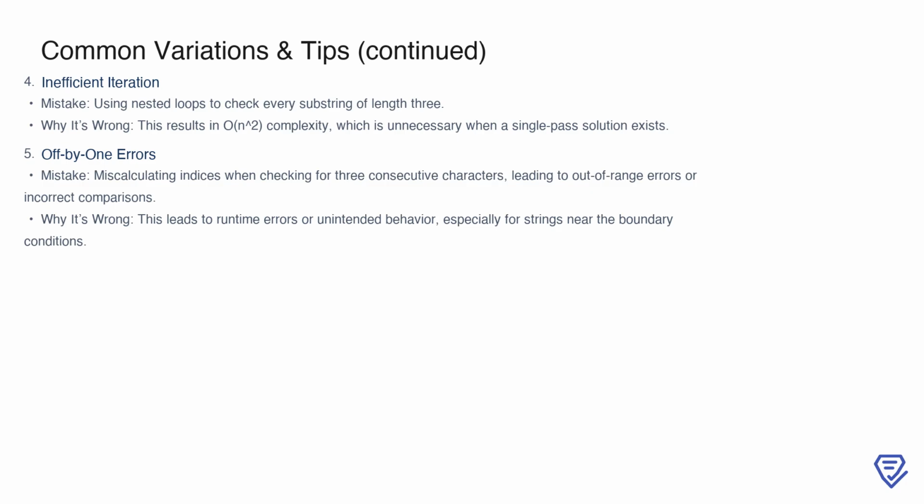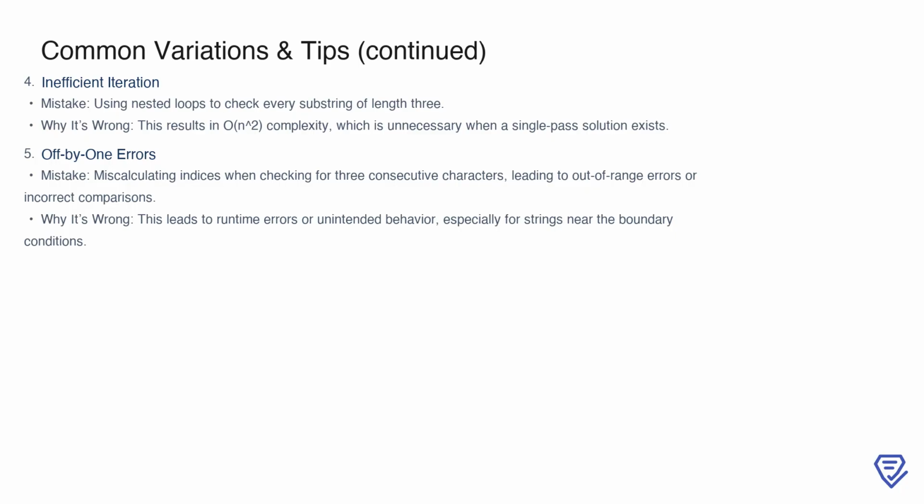Now, let's look at some additional pitfalls. Inefficient iteration is a common issue. Some solutions use nested loops to check every possible substring of length 3. This results in an n squared time complexity, which is far from optimal when a single-pass solution can handle the task. Another mistake to watch for is off-by-one errors.